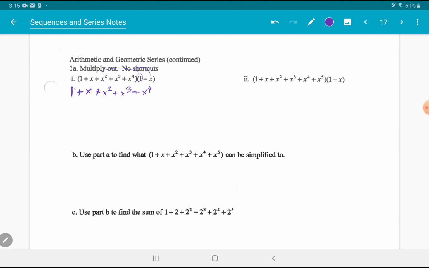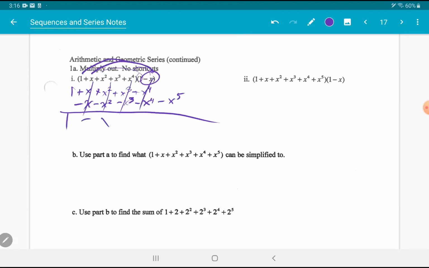Now let's multiply the negative x times everything in there, okay? As I do this, I'm going to line up my common terms. So negative x times 1 will give us negative x. Negative x times x will give us negative x squared. Negative x times x cubed is negative x to the fourth. And then lastly, negative x times x to the fourth is negative x to the fifth. And if I add everything up, align everything up, what we'll get is 1 cancels, cancels, cancels, cancels, minus x to the fifth. 1 minus x to the fifth.